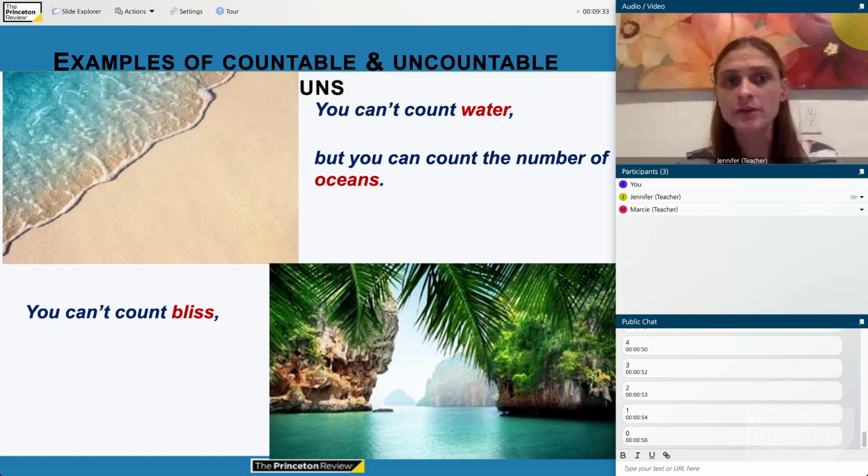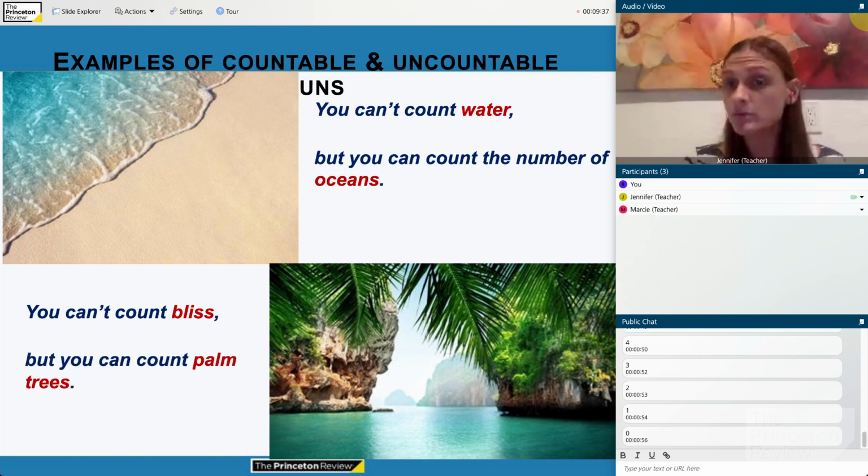So another thing you can't count is bliss, but you can count palm trees. So you can have 7 palm trees or a palm tree, but you can't have 7 bliss or a bliss. So again, that trick is helpful. And if you're wondering for the purposes of SAT or ACT, countable and uncountable do show up on the SAT in a sort of sneaky way.